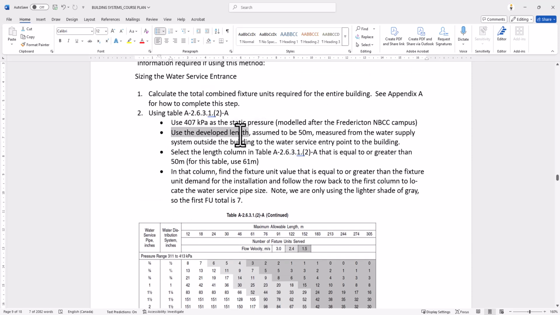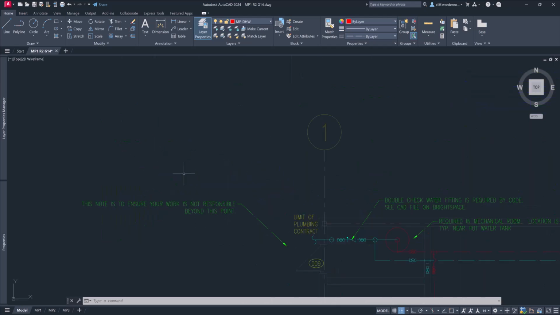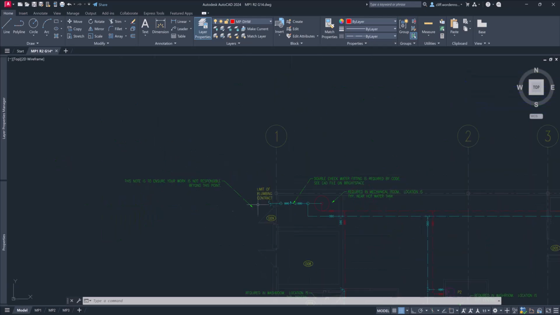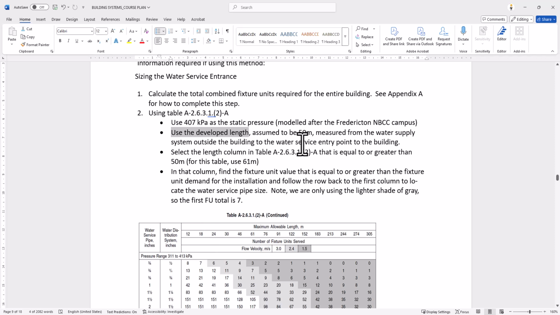Next is use the developed length. The developed length is the distance away from the city's piping to your building entrance, right? So we don't have that on the drawing. It is somewhere way over here, but we're going to assume it's 50 meters. It can be closer. There's sites where it could be 10 meters away, especially if it was really close to the city roadway, but we're going to assume it's 50.